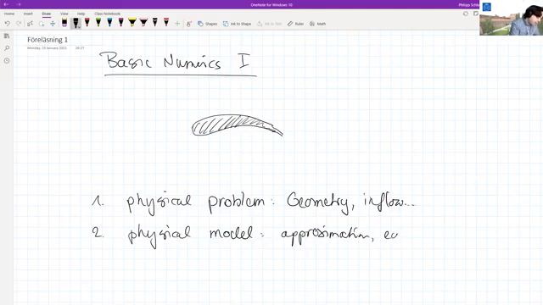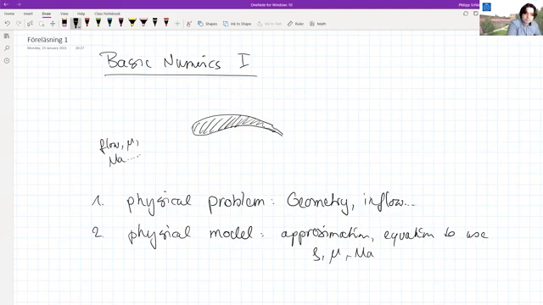It's about what equations to use. So for instance, what is the density? What is the viscosity? What is the Mach number? And so on. So that means, what we need to define in the second step is the flow, with the viscosity, with the Mach number, and so on. And I would say this is still part of the physical model. That's before you do any CFD, you need to come up with this.